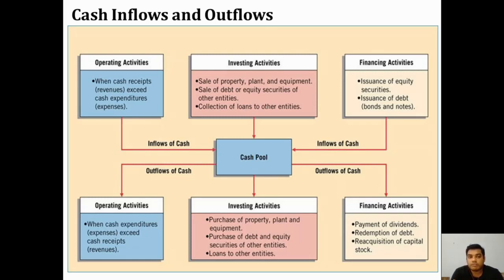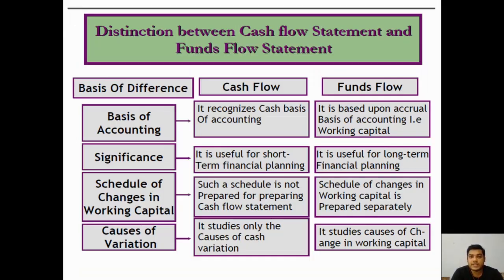So this is the combination of operating, investing and financing activities wherein cash inflow and outflow will be done. So I think this concept is clear. So let's jump to the next topic, that is distinction between cash flow statement and fund flow statement. Now the basis of difference is given, and the difference between cash flow and fund flow is given. The first basic difference is basis of accounting. In basis of accounting, this difference is made.